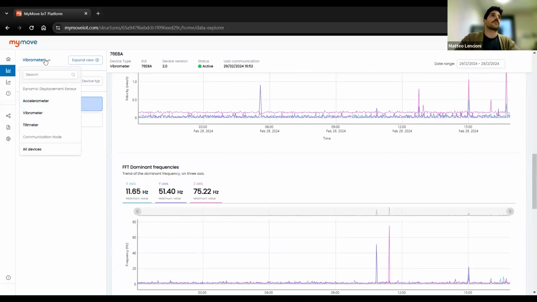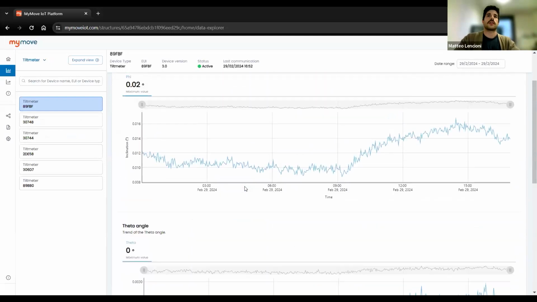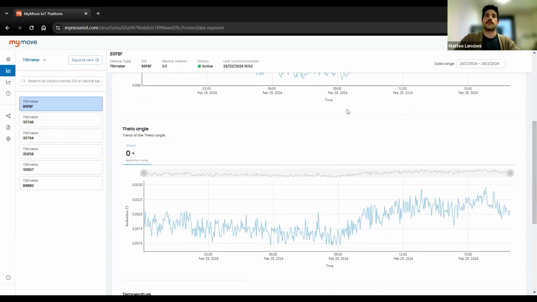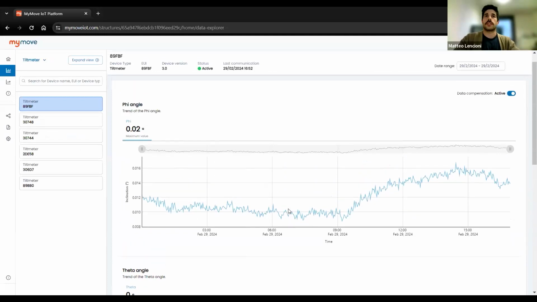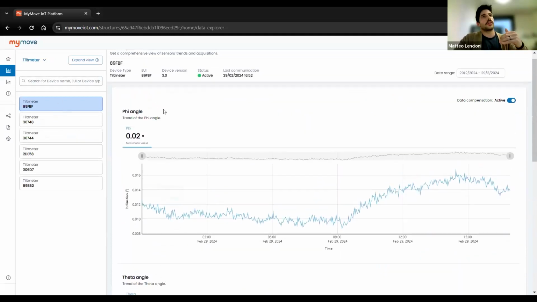I'm gonna show you some more. Let me see a tilt meter. So these are the data trends of tilt meters. So this is what you can do, again, when you want to look at all of the data.